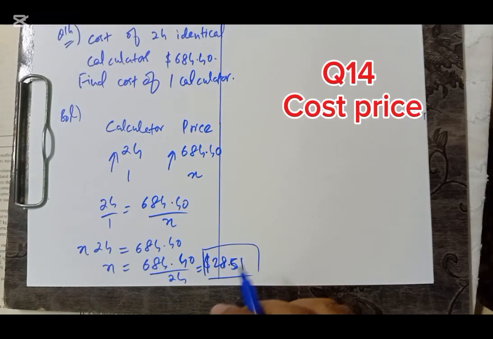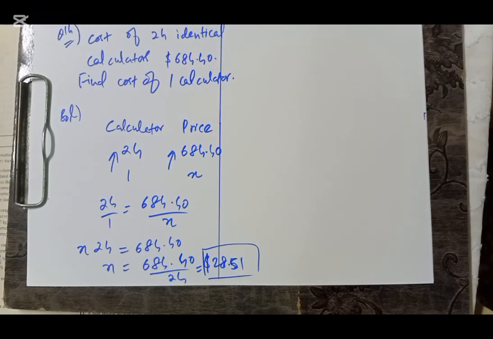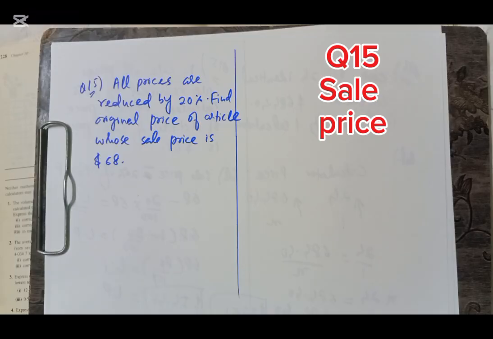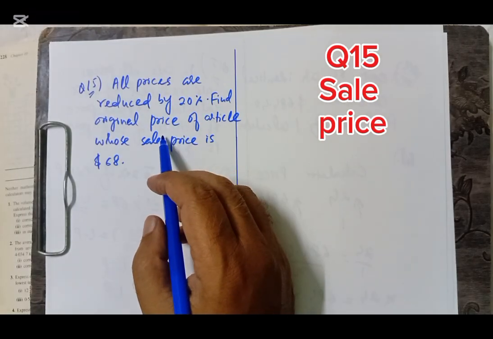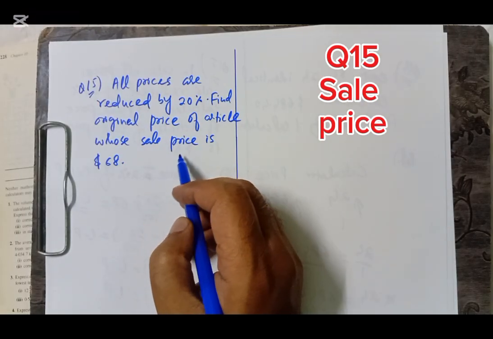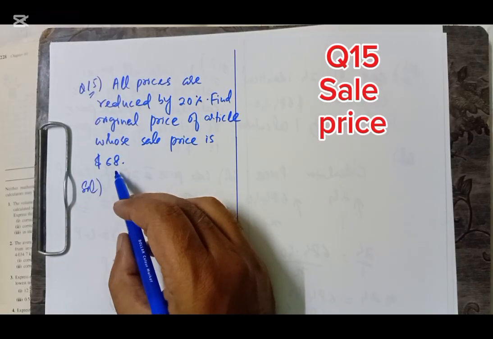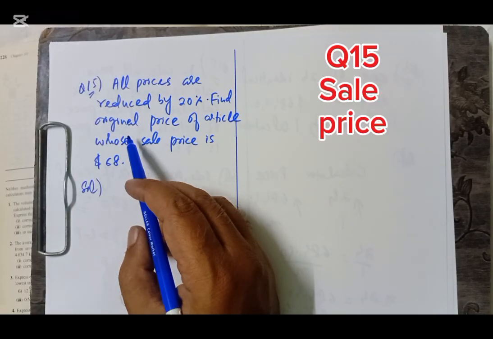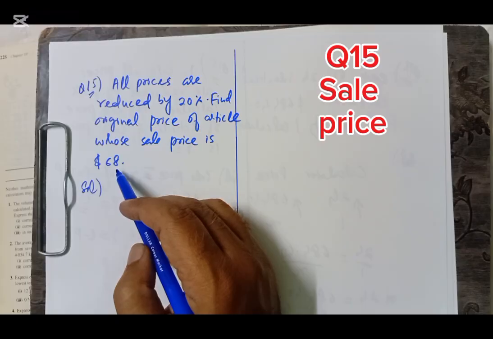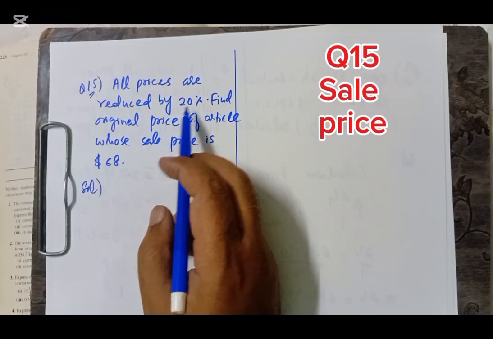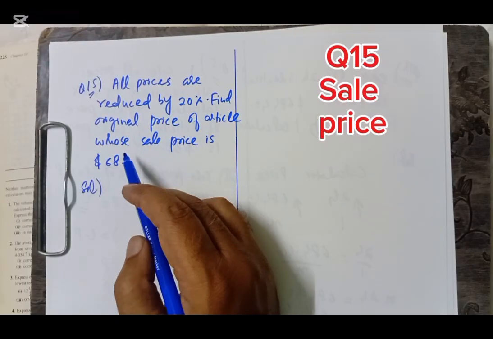That is the price of one calculator. Question 15 says all prices are reduced by 20%. Find the original price of the article whose sale price is $1.68. So this is the new price after a reduction of 20% on the previous price.